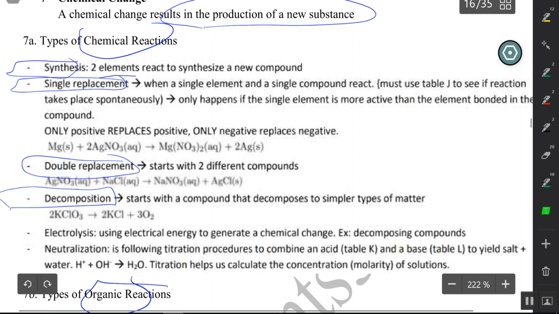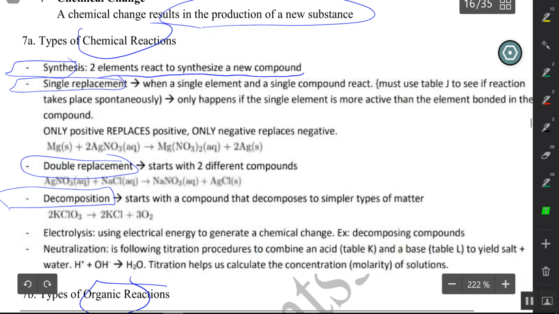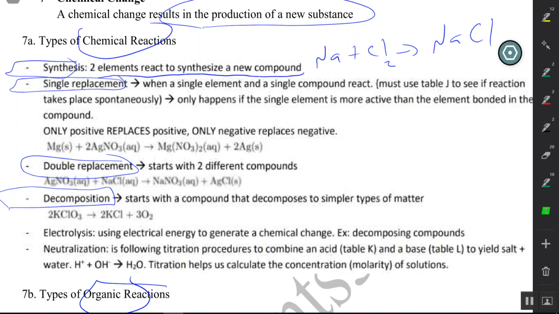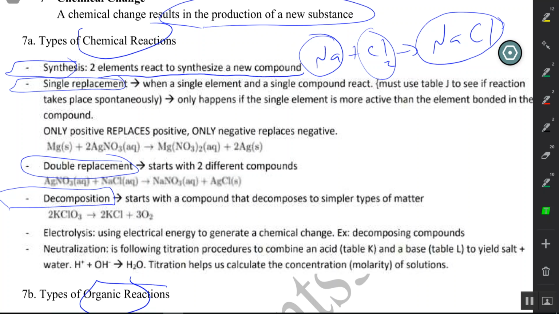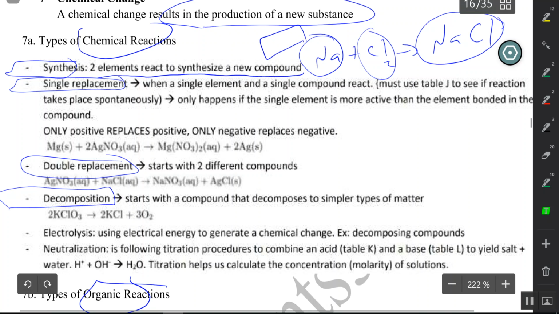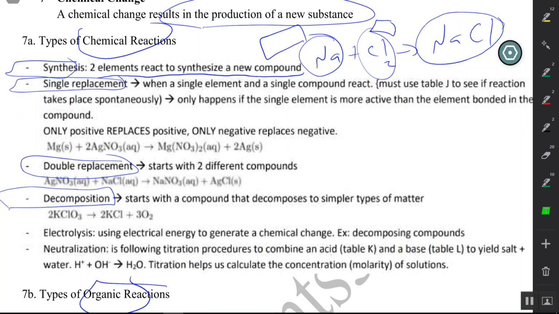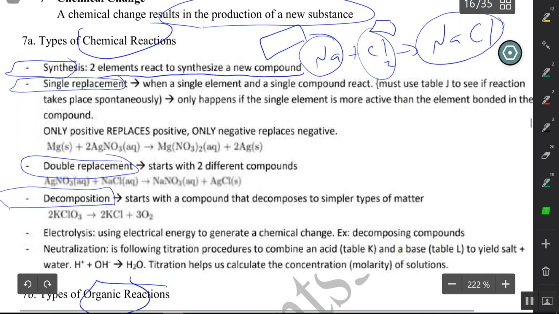Synthesis. Here's an example: Na plus Cl2, sodium plus chlorine gives you sodium chloride. All right, that's the synthesis reaction. You use the sodium metal with a chlorine gas to synthesize something new, and what you synthesized is table salt. So this is what I mean by creating a new substance. You use the silver piece of metal and combine it with some gas, and that silver metal with that gas gave you table salt or salt crystals.